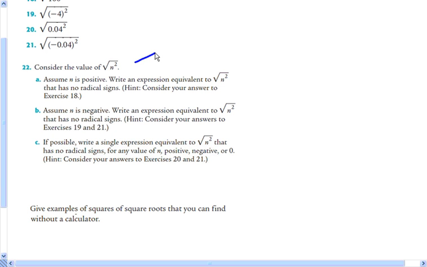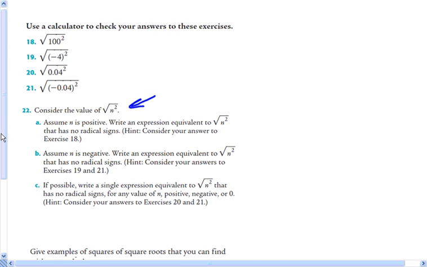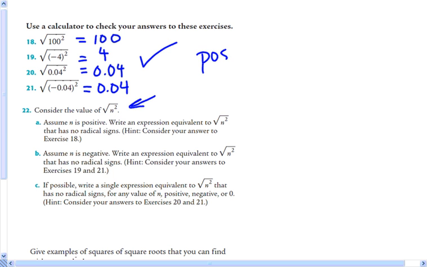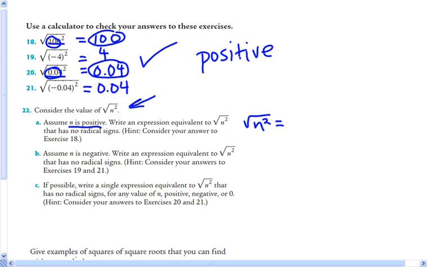It says, consider the value of... I'm just going to go back here and write down our answers so we can think about this for a second. One thing I want you to notice is that all of these answers are positive. With that one, what we're saying is, assume n is positive, so we're looking at this problem and this problem. Write an expression equivalent to the square root of n squared. And notice we get exactly the same number as the number we're squaring inside that. So that means the square root of n squared is equal to n.